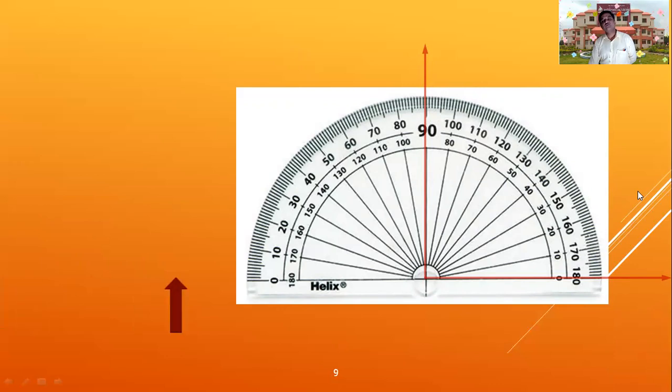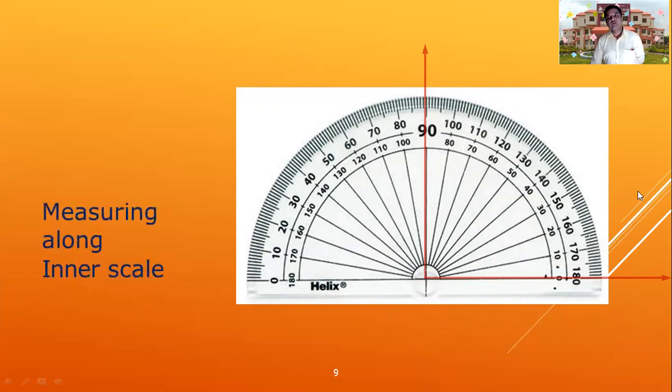So we are starting from zero, and then we go from 0 to 10, 20, 30, 40, 50, 60, 70, 80, and we reach 90. And we find that the second arm lies exactly on 90 degrees. Keep in mind that an angle of exactly 90 degrees is known as a right angle.